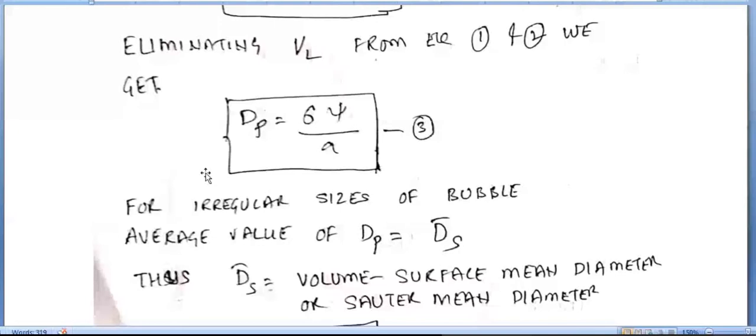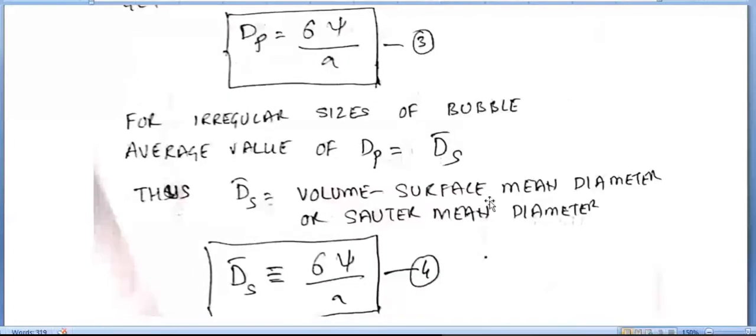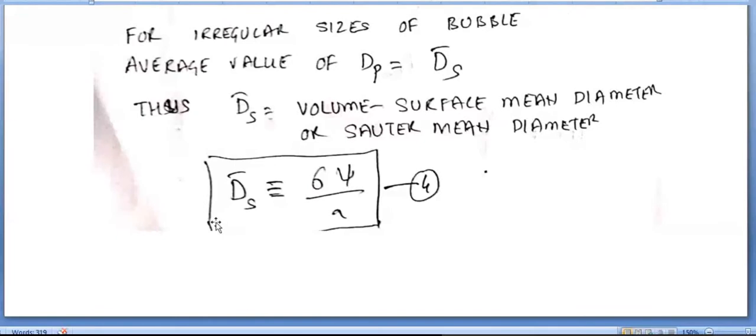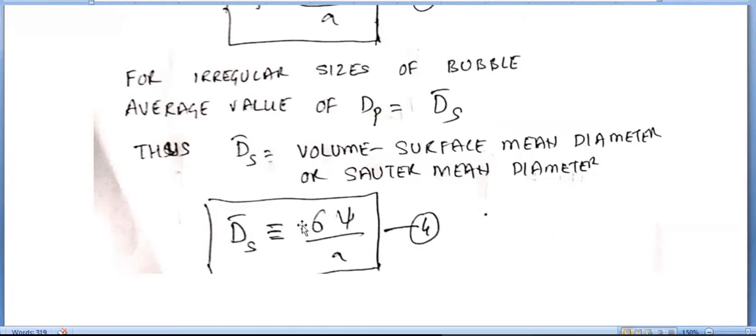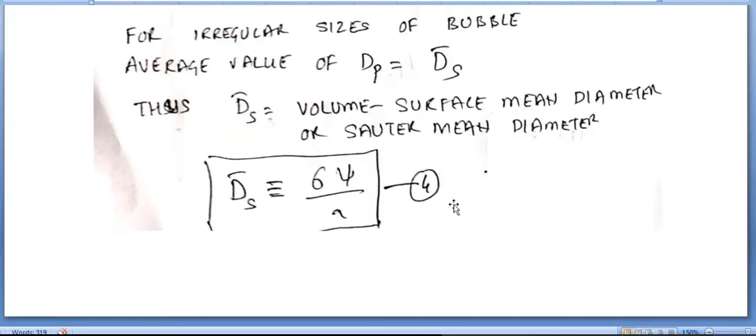And hence, now I say that dp is called d bar s, where d bar s is called the volume surface mean diameter or total mean diameter, and mathematically it is given by 6 xi by A. So this is the formula. What is the difference between formulas 3 and 4? 3 is for regular particles, 4 is for irregular particles. That is the only logic behind it, nothing else.